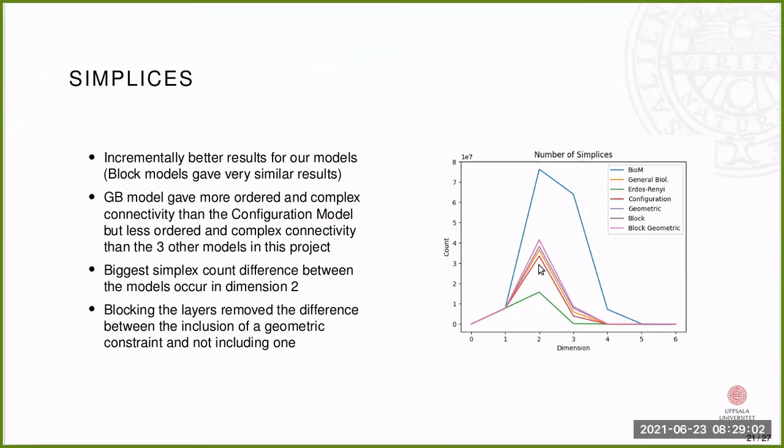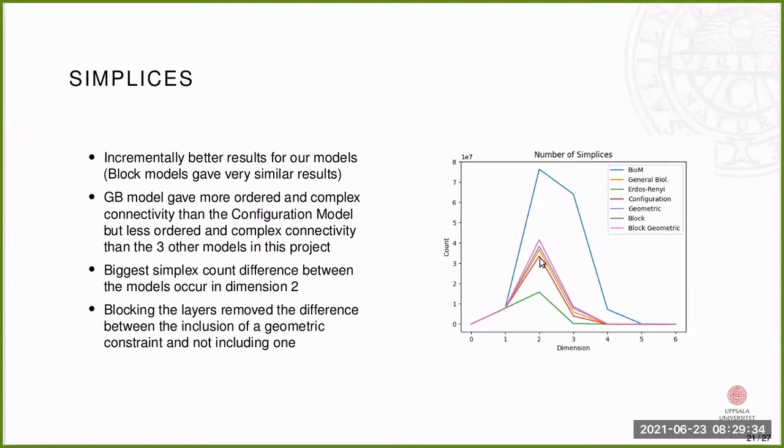The model we wanted to compare against was the general biological model, which is given by this yellowy curve here. We find that the biggest differences between these models occur in the second dimension. For our models in particular, we find that in each occasion, the models improve with their order.